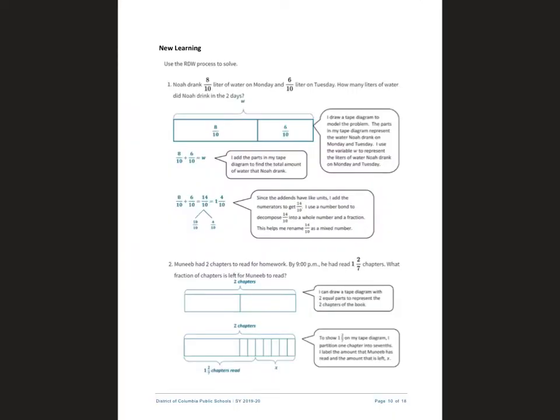These are just examples of using the RDW process to add fractions when they are in word problems. Number 2 is an example of using a tape diagram to help you subtract a mixed number from a whole number. You can read through this if you want. I'm not going to go over it. I'm going to go straight to the word problems because we have a lot to do, and I will be teaching you there what all of this says. This is really just if you're trying to teach yourself or you want to go back and look at some examples.